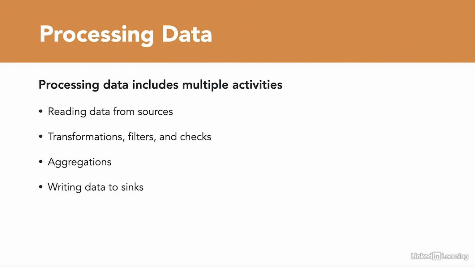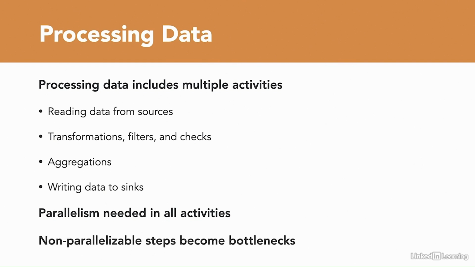When we talk about scaling data processing, we need to scale all these steps. We need the ability to parallelize all these steps involved in data processing. Steps that cannot be parallelized become bottlenecks, and the speed of the processing pipeline would be based on how fast these bottlenecks can process data. How does Apache Spark help in parallelizing activities and removing bottlenecks?